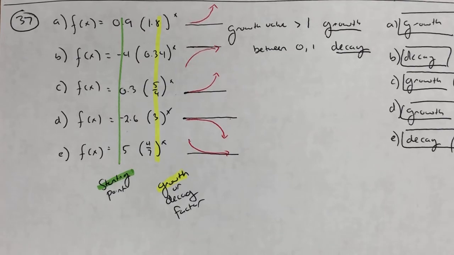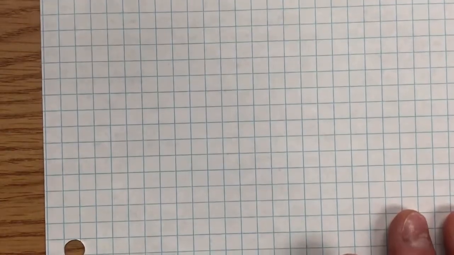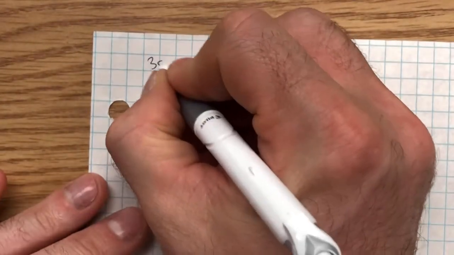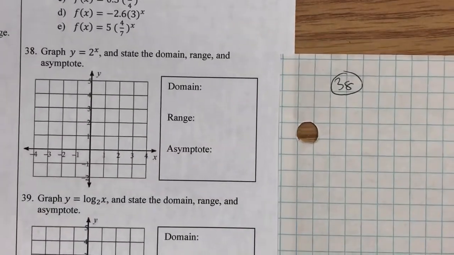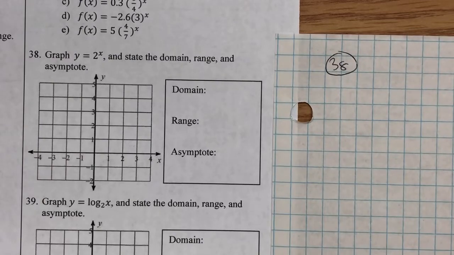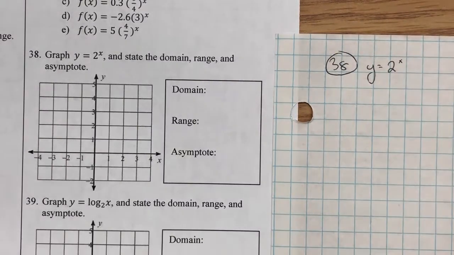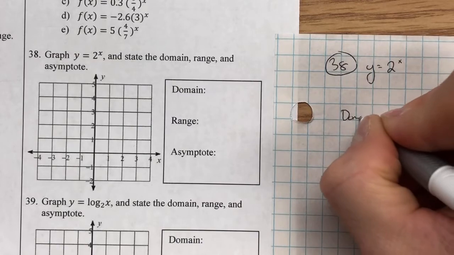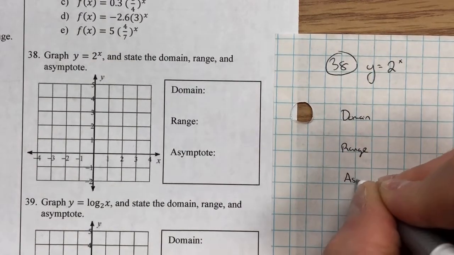Number 38, we're going to move on to a sheet of graph paper. Let's put a pause in that regular sheet. Let's pop over to number 38. Okay. 38 says graph y equals 2 to the x. Okay. And we want to state the domain, the range, and the asymptote. So we need domain, I need range, I need asymptote.